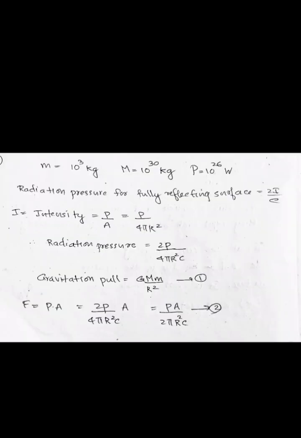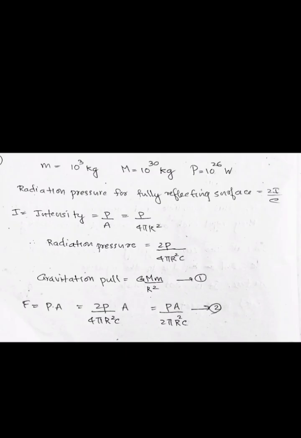The next question is, a spacecraft of mass m equal to 1000 kg has a fully reflecting sail that is oriented perpendicular to the direction of the sun. The sun radiates 10^26 watt and has a mass M equal to 10^30 kg. Ignoring the effects of the planet or the gravitational pull of the sun, to balance the radiation pressure on the sail, the area of the sail will be dash.